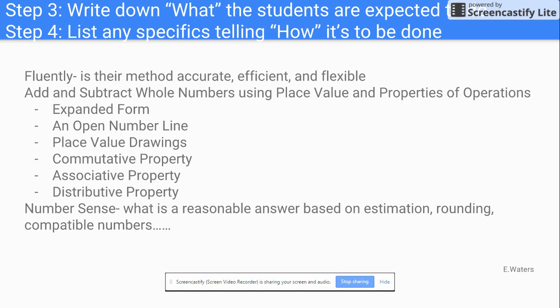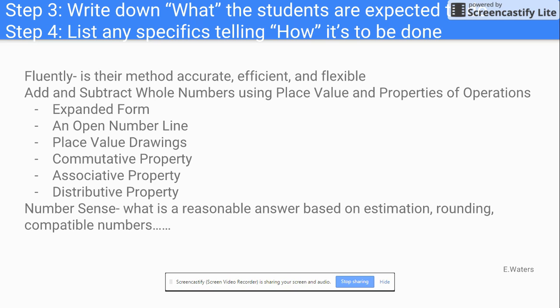So what are my students expected to do? They're expected to add and subtract whole numbers. How are they going to do that? They're going to do that by using place value and properties of operations. They're also expected to add and subtract whole numbers fluently, and they're also expected to have and use their number sense when they're adding and subtracting whole numbers.